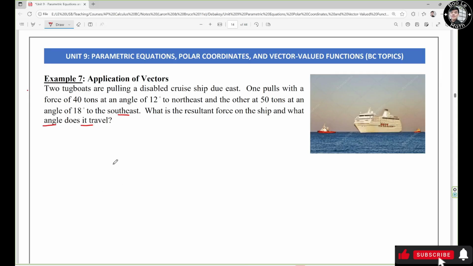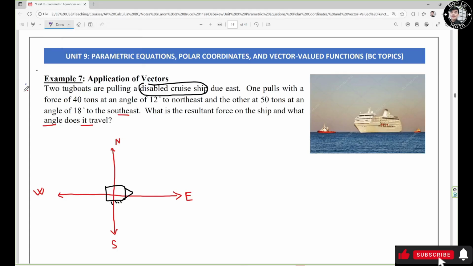Alright, so you need to get the x and y coordinate. So this one is the east side. This one is the north side. This one is the south side. And this one is the west side, right? Now, the disabled cruise ship is right here.